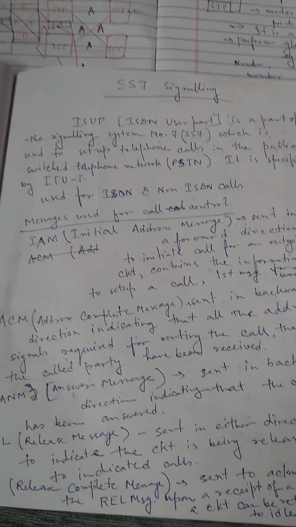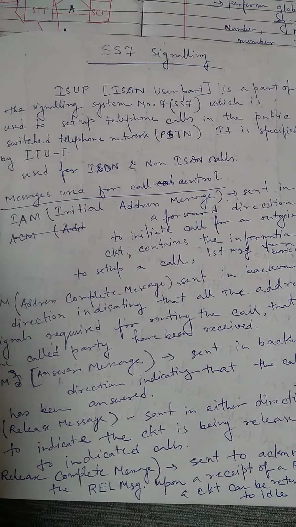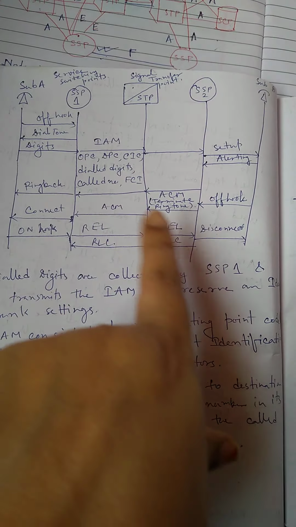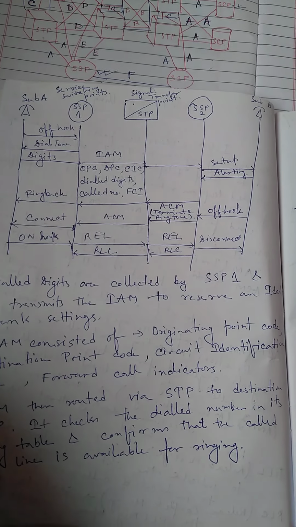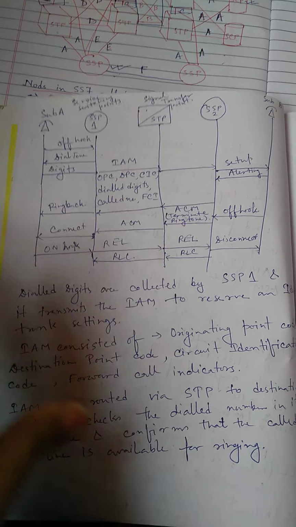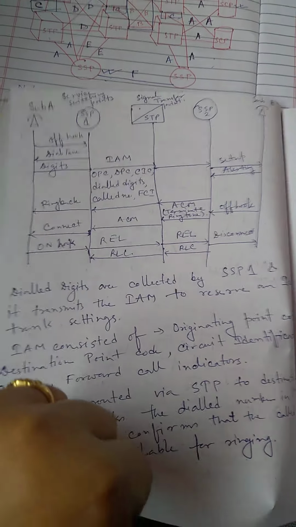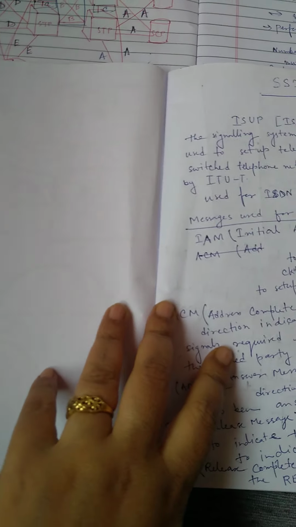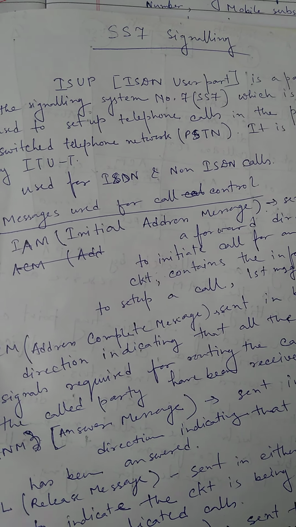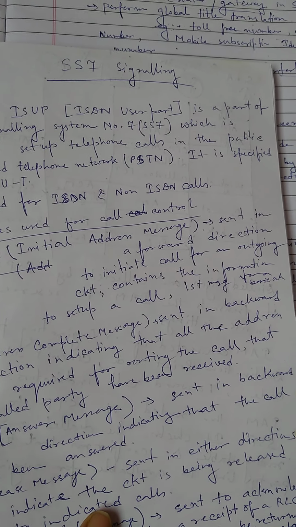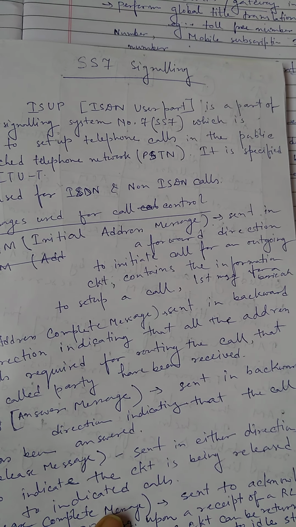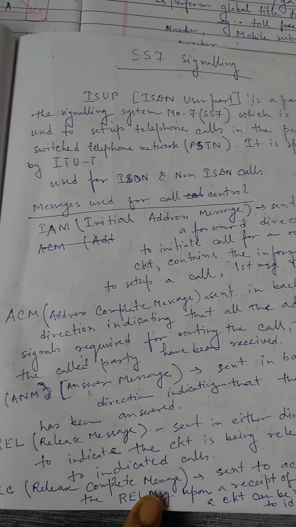Now the messages used for call control in ISUP, this is the call setup procedure. This kind of setup you are already familiar with, as I have already described how a call is set up in a PSTN network, almost a similar category. Thus a few new terms we will be familiarizing with right now. First message is IAM, or the initial address message, sent in the forward direction to initiate the call for an outgoing circuit, containing the information to set up a call. First message for a basic call setup.